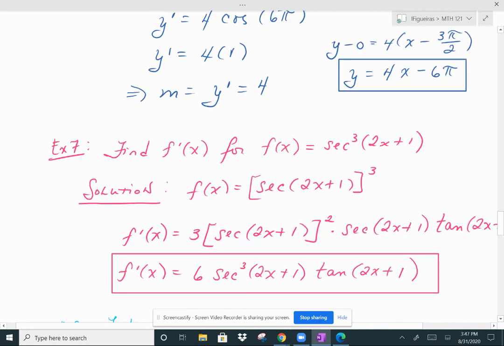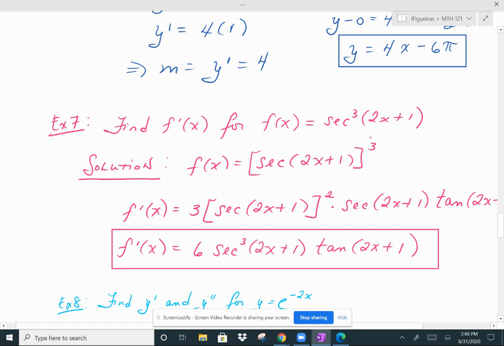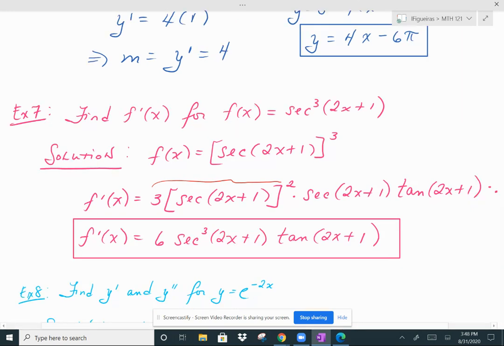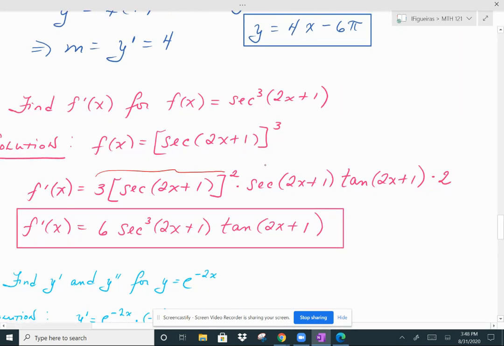So when you're using chain rule, you have to work from the outside towards the inside, meaning first take the derivative of the power, so power rule. So we have 3 secant squared of secant of 2x plus 1 raised to the second power. Then times the derivative of secant is secant tangent, which is what you see here. Secant of 2x plus 1, tangent of 2x plus 1. And then times the derivative of the innermost function, which is just 2. The derivative of 2x plus 1 is just 2.